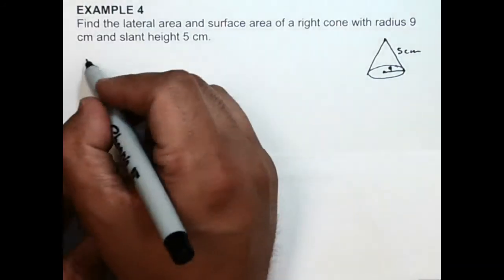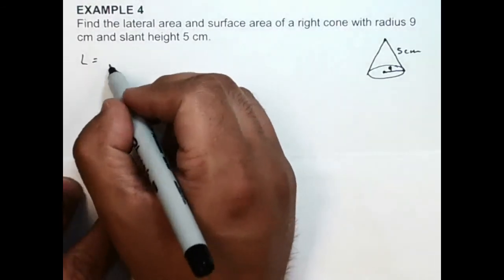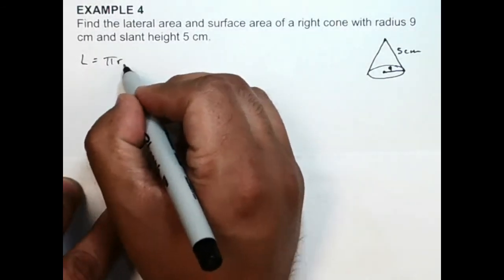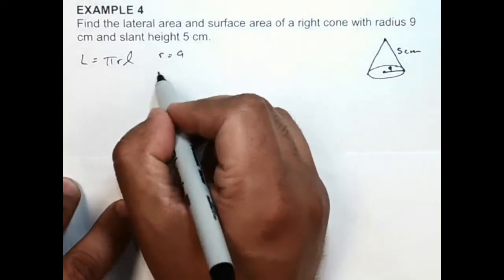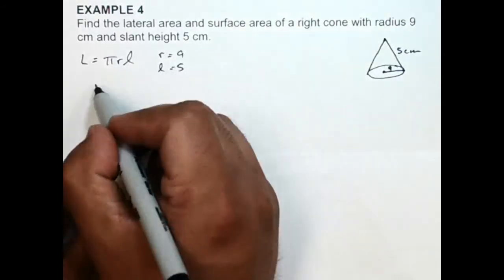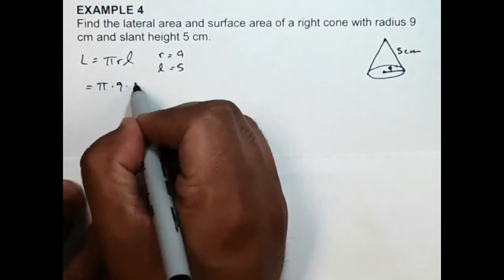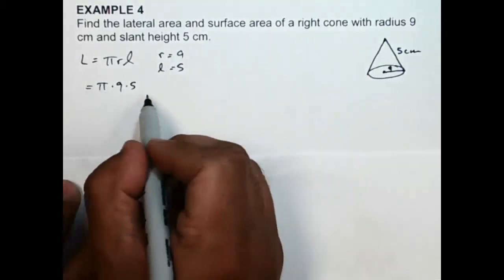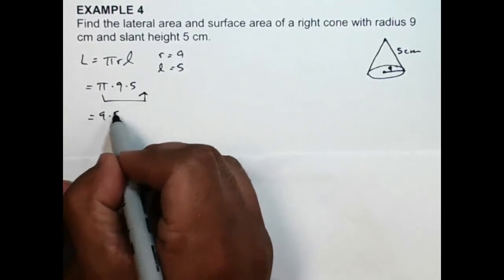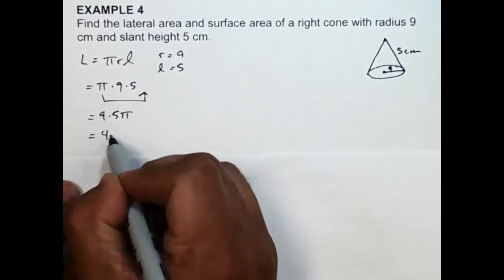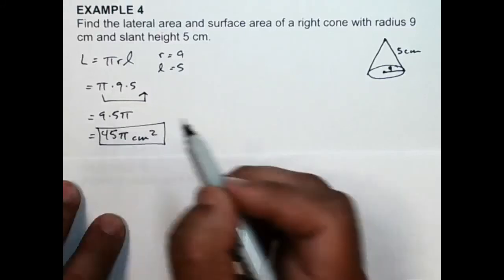Okay, so my lateral surface area is pi times radius times my slant height. I know my radius is 9, my slant height is 5, so I just have to substitute here. Pi times 9 times 5. Remember that I can move this pi symbol just to the end, and so I have 9 times 5 pi, which ends up being 45 pi centimeters squared. That's my lateral surface area.